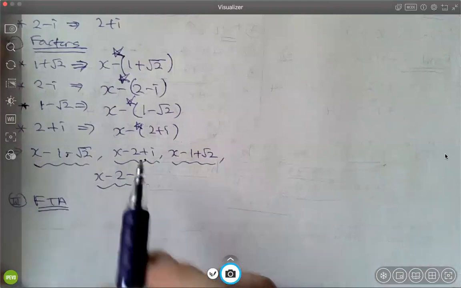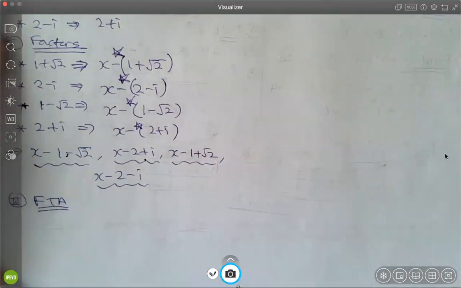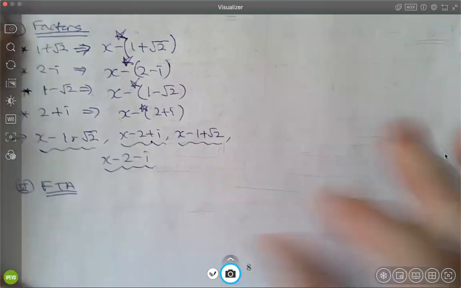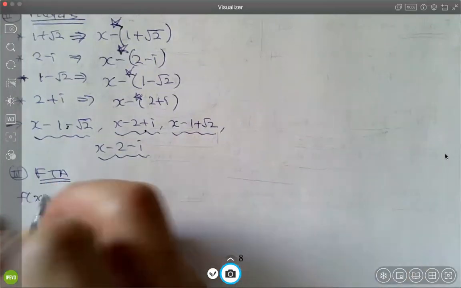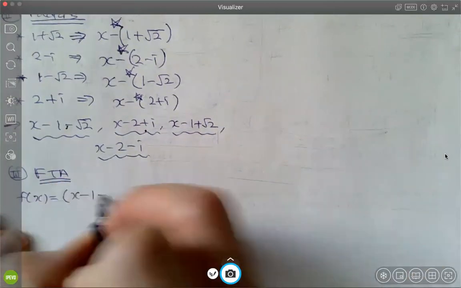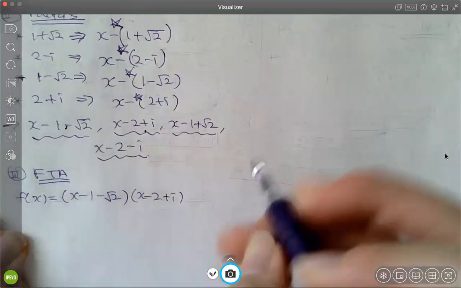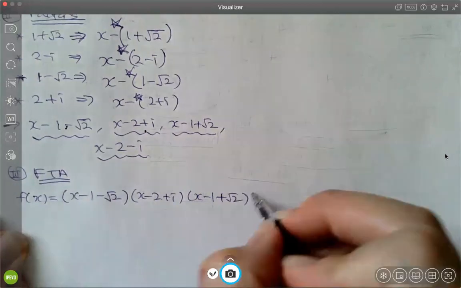Now, does that mean the multiplicities of the hidden zeros are also equal to 1? Oh, yeah. Okay. So what does that mean? We can just multiply these four things, right? Okay, so f of x is equal to x minus 1 minus square root of 2, and then x minus 2 plus I, and then x minus 1 plus square root of 2, and then x minus 2 minus I, right?